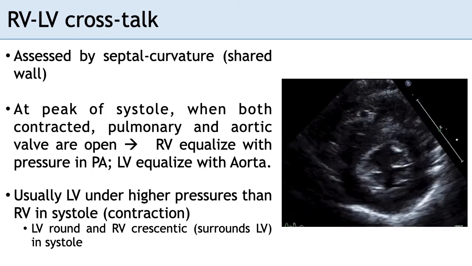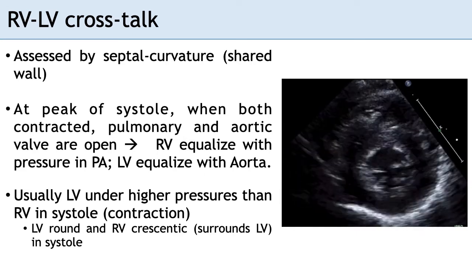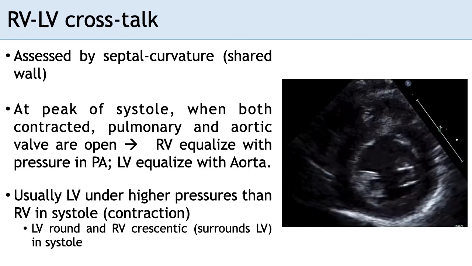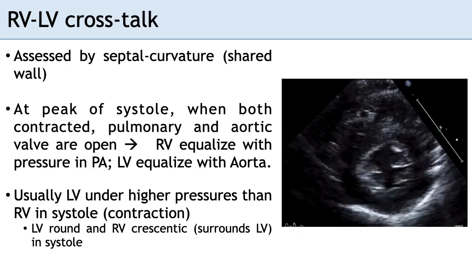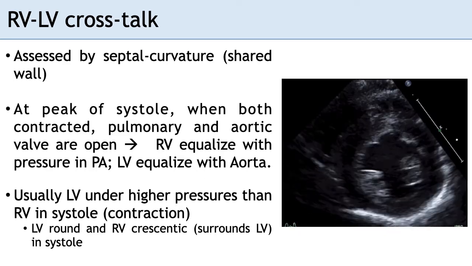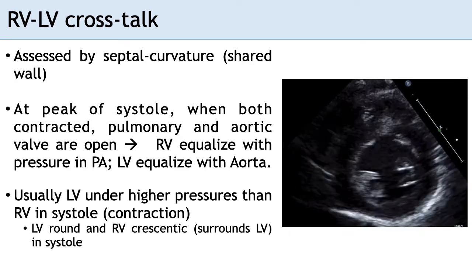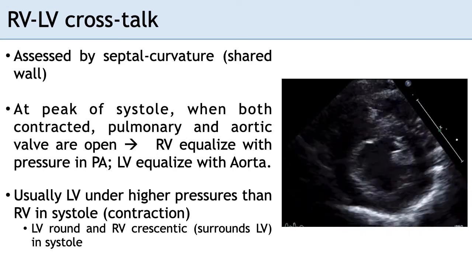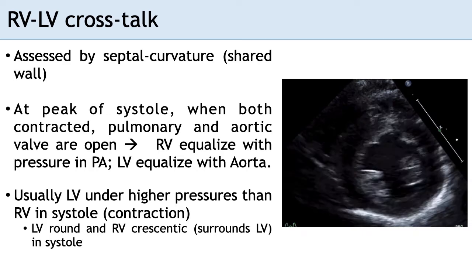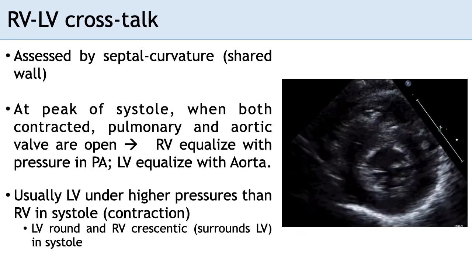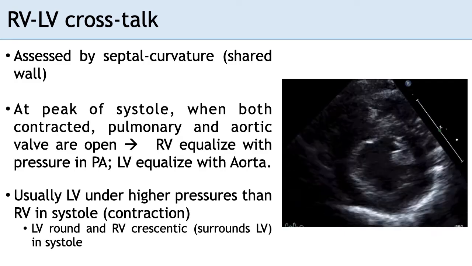And it is expected that the pulmonary pressures are lower than the systemic pressures, so you will find that the right ventricle has this crescentic shape, kind of hugging the left ventricle from on top. So at the peak of systole, the pulmonary valve is open, the aortic valve is open, and the RV will equalize with the PA pressure, and the LV will equalize with the aortic pressure. And if the pressure within the pulmonary artery is high, you may start seeing that there is some degree of flattening of this interventricular septum.